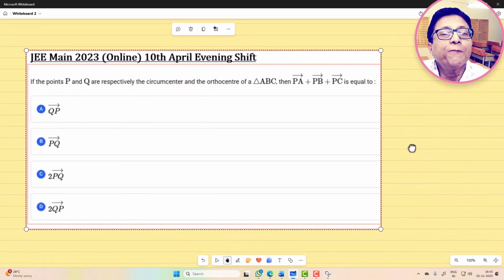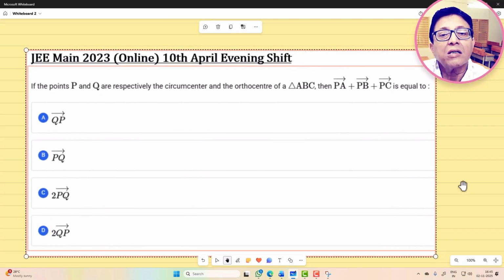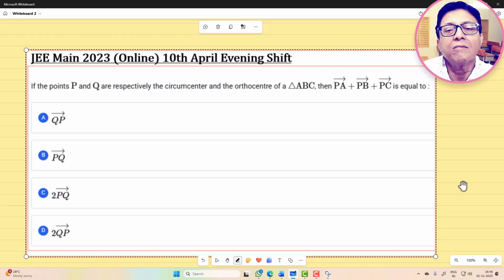This question I found in the 2023 paper: points P and Q are the circumcenter and orthocenter of triangle ABC. Okay, that means triangle ABC is there.